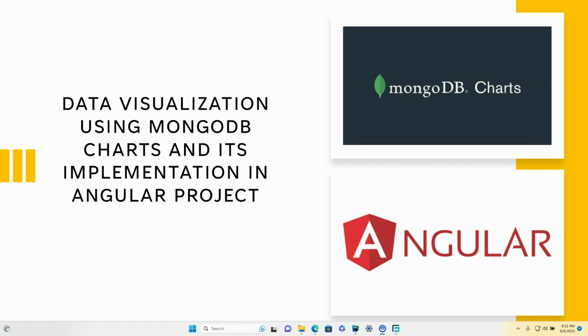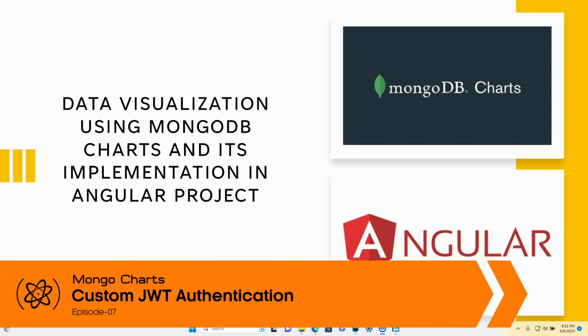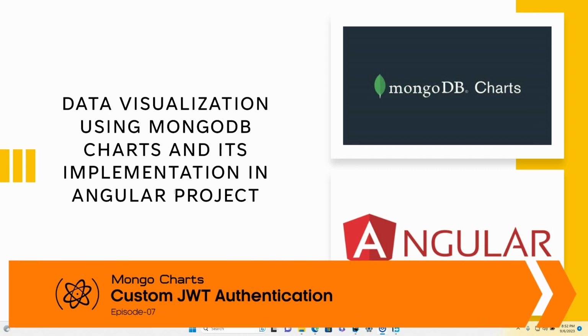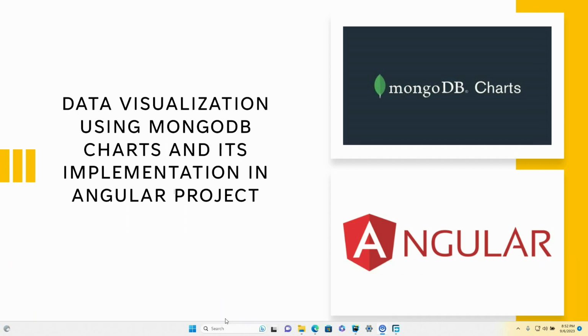Hello and welcome back. We are learning data visualization using MongoDB Charts and its implementation in Angular projects. So far, we have seen the authentication process of MongoDB Charts. In this video, we will try to implement one of the MongoDB authentication processes, that is called custom JWT token.